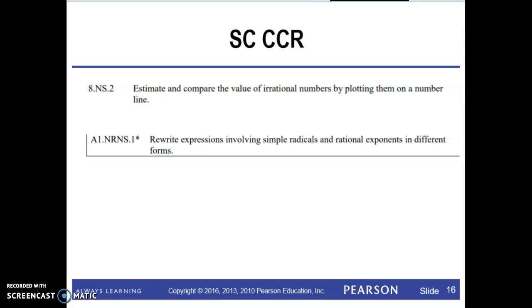So you're going to need to be very familiar with both the 8th grade pre-algebra standards and the Algebra 1 standards. In 8th grade, we're estimating and comparing the value of irrational numbers. And our irrational numbers in 8th grade, we have the number pi, which we're looking at in our geometry unit. And we also have numbers like square root of 7 or square root of 20, not perfect square numbers that are inside of a square root. And we're going to plot them on a number line.